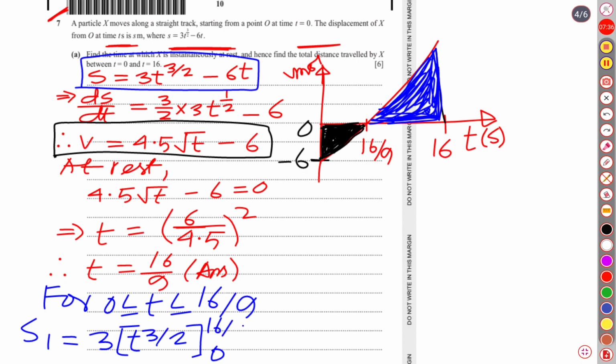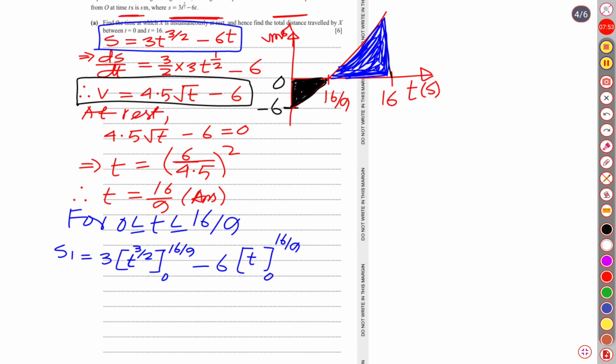16 over 9. Okay, 16 over 9 minus 6t, and our time limit is 0 until 16 over 9. Now if we simplify, it is going to be 3 into 16 over 9, and our exponent is 3 over 2, minus 6, and that is also 16 over 9.